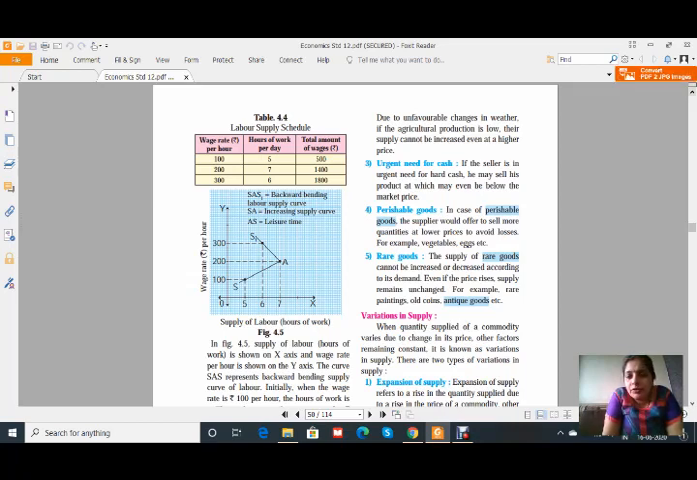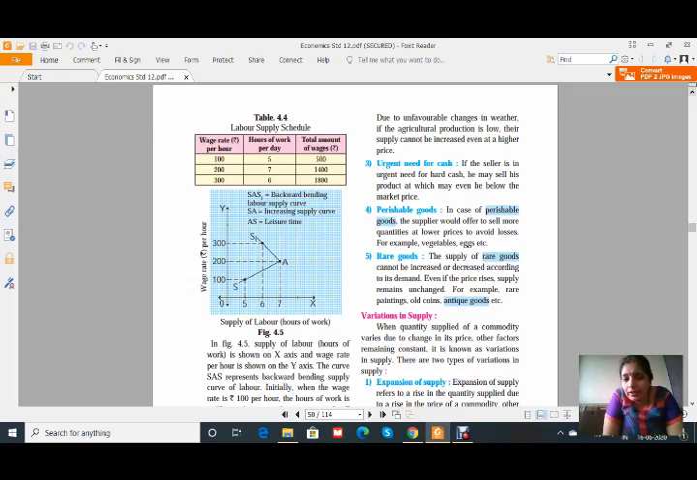In case of perishable goods, the supplier would offer to sell more quantities at a lower price to avoid losses. For example, vegetables, eggs, etc. All of us know that we cannot store perishable goods for more than one day. Therefore, the supplier may think that even if the price is low, we should supply so that the perishable goods reach the consumer and we avoid the loss.